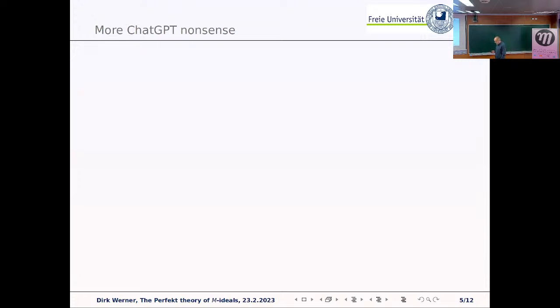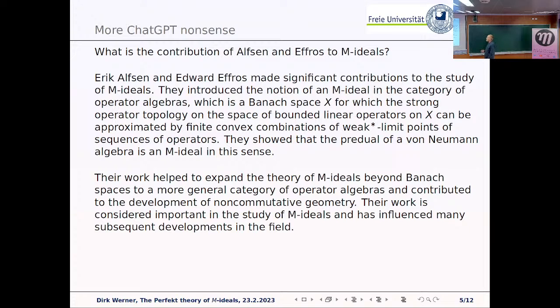So let's go back to ChatGPT and let's ask it, what do you know about Alfsen-Effros? What did they do? Surprisingly, it knows something. It knows the first names, Erik Alfsen, Edward Effros. That's absolutely correct. It does not always know first names or initials correctly. Anyway, you may not want to read all this, but again, it's a very verbose description of basically nothing. I would also like to draw your attention to this final sentence here. The work is considered important in the study of M ideals and influenced many subsequent developments in the field, because you will read the very same sentence in a minute or two.